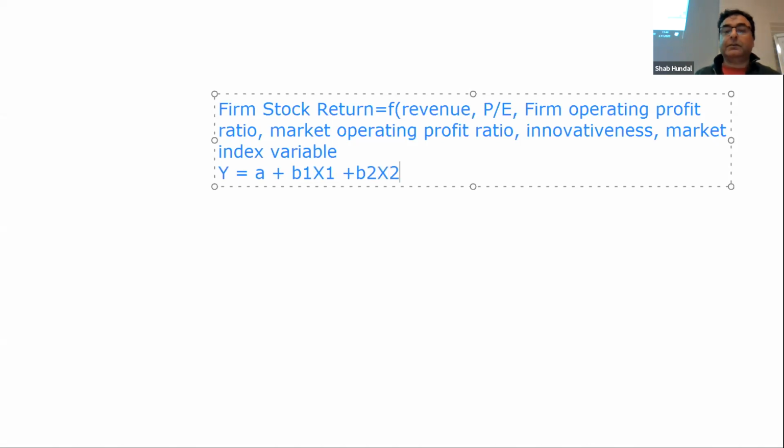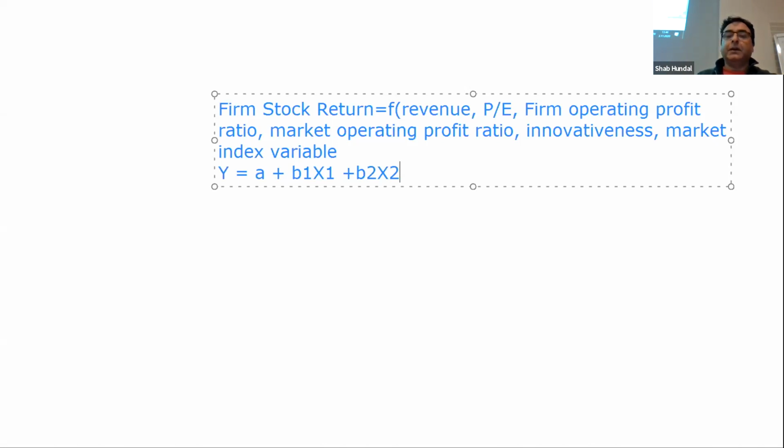And who's X2 here? The price to earnings ratio. So from the literature, I'm making my model. And my model is the firm stock return, symbolized by Y, depends upon revenue, call it X1. So let's call all of these right side variables independent variables, and we write them with the letter X: X1, X2, X3. We have 1, 2, 3, 4, 5, 6 independent variables.